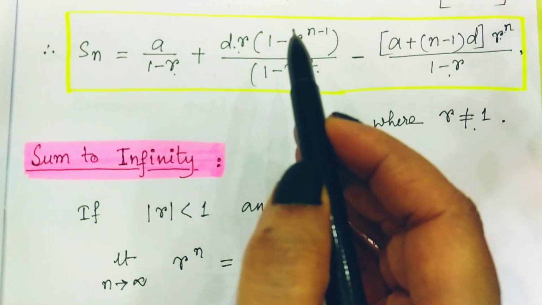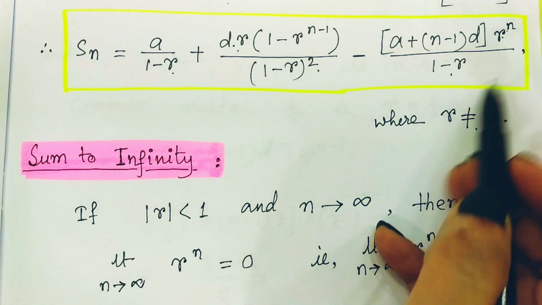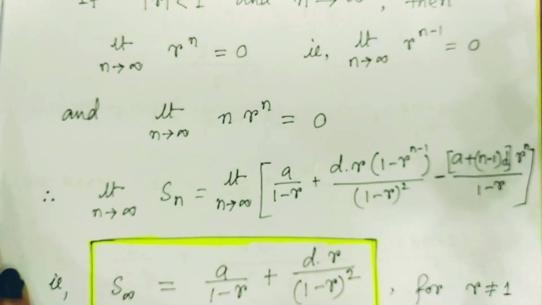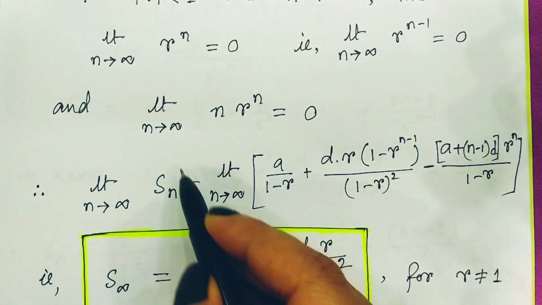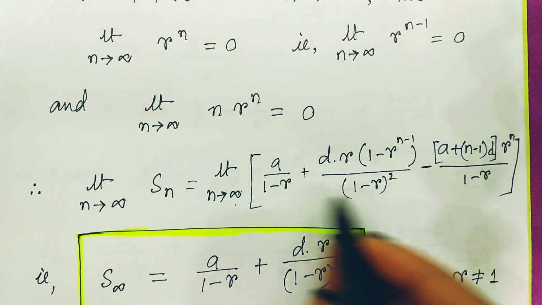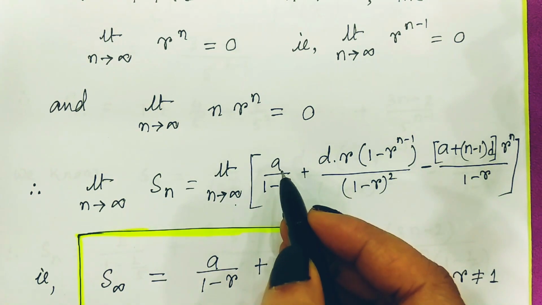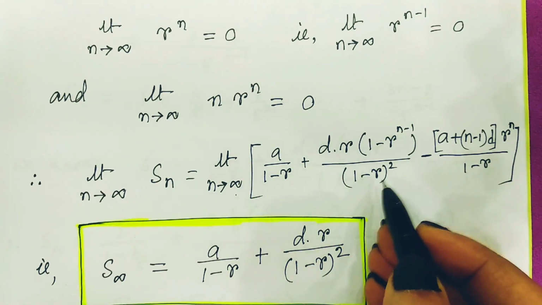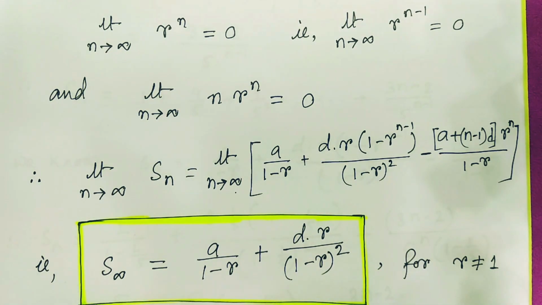So that term becomes 0. Likewise here r to the power n tends to 0, so this one becomes 0, which means this entire portion becomes 0. So if we are calculating the sum for n equal to infinity, then as n tends to infinity, Sn becomes the limit of n tends to infinity of this term. And if we take n tending to infinity, then this part is 0 and this entire part is 0. So we will find a divided by 1 minus r plus dr divided by (1 minus r) whole square. So just look, S infinity is this one when r is not equal to 1.